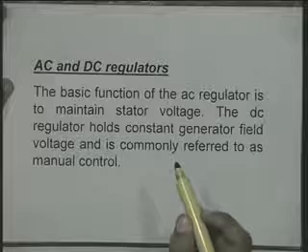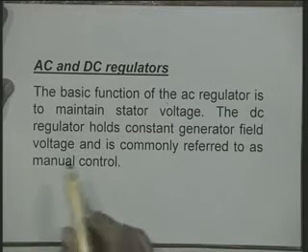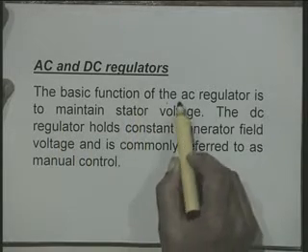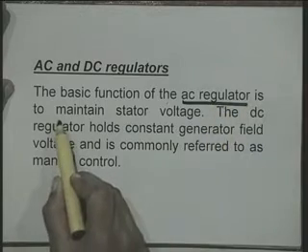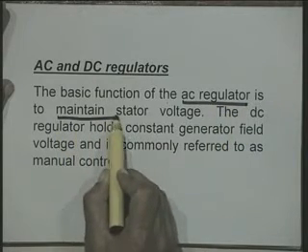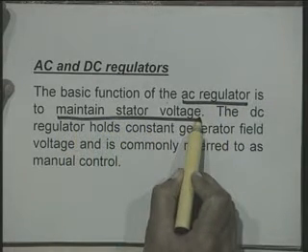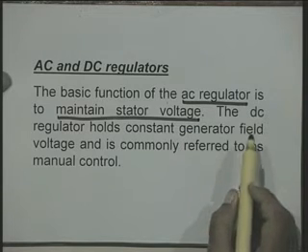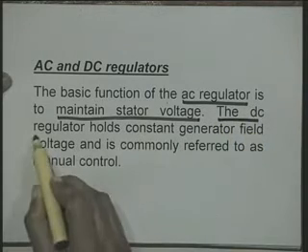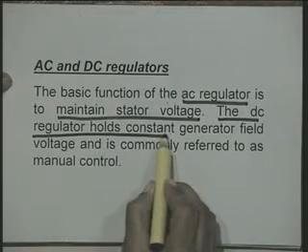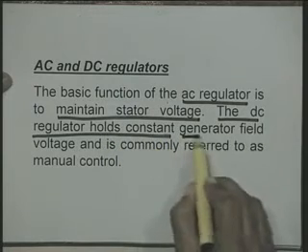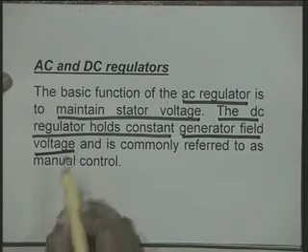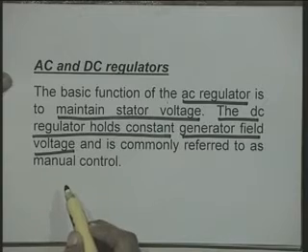Now, let us discuss briefly the AC and DC regulators. The basic function of the AC regulator is to maintain stator voltage, that is, the output of the synchronous generator. The DC regulator holds constant the generator field voltage and is also referred to as manual control.